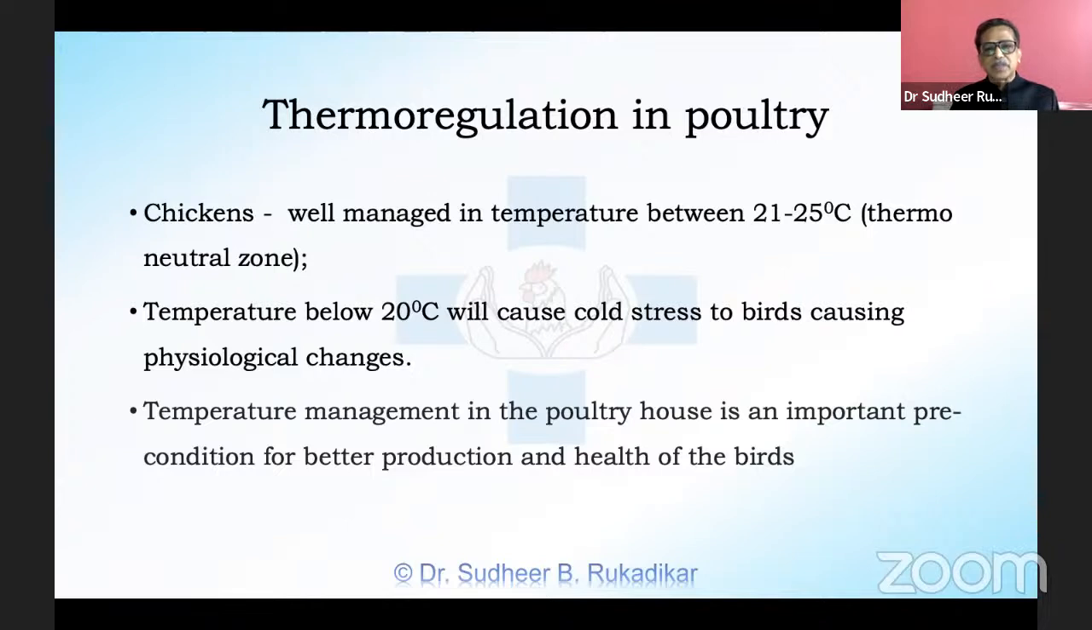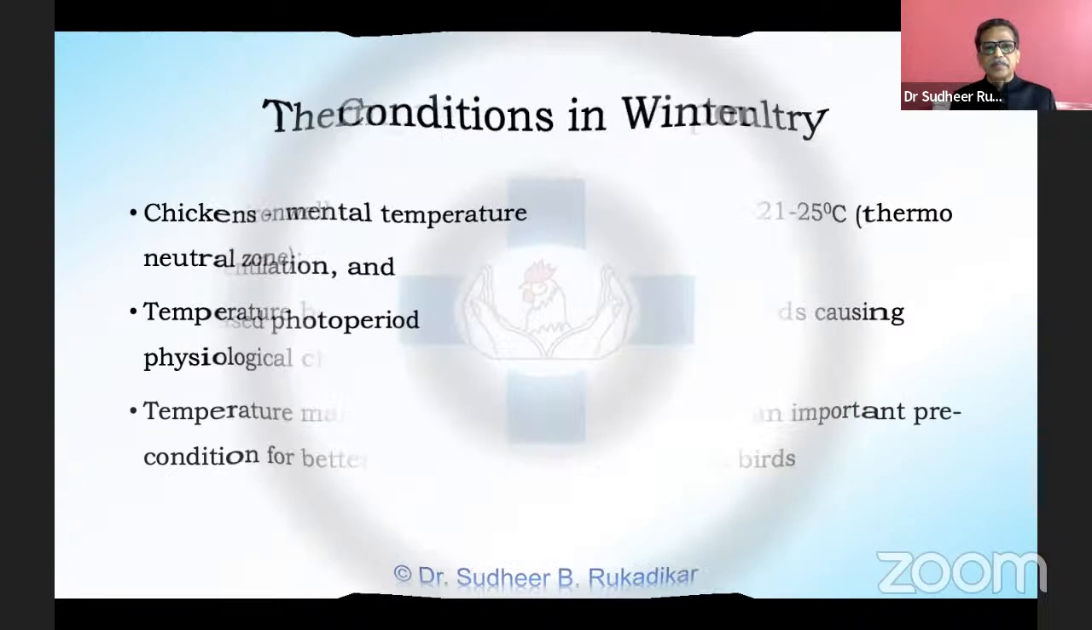Now, temperature management in the poultry house is an important precondition for better production and health of birds, be it winter or be it summer. We have to manage the temperature very nicely so that the birds are in the comfort zone and we get the best production out of them.